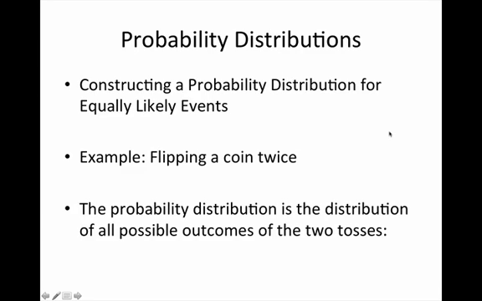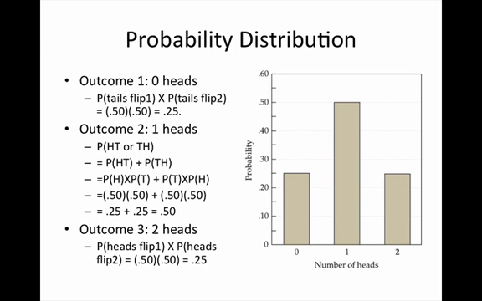About how to construct probability distributions for equally likely events. An equally likely event is like flipping a coin twice. In each case, I'm likely to get heads an equal number of times, or 50%. So the probability distribution is going to be the distribution of all possible outcomes of those two tosses.